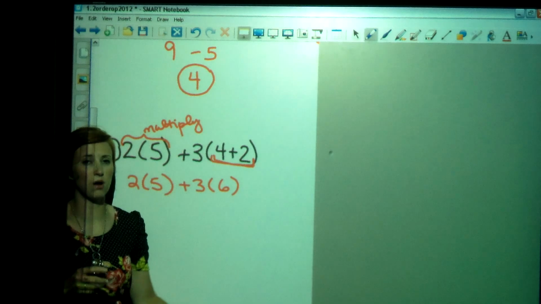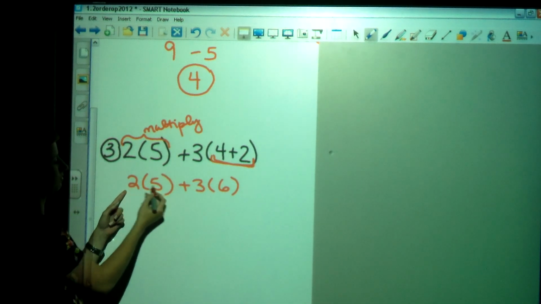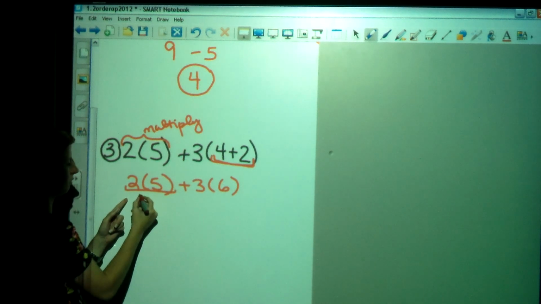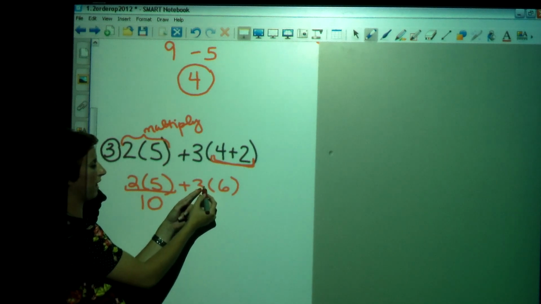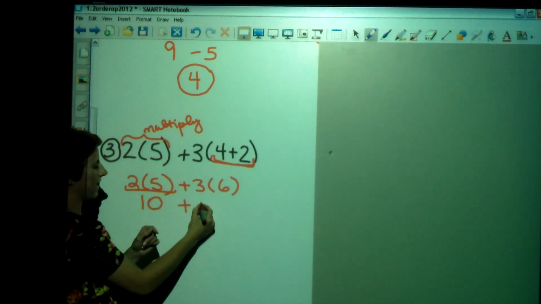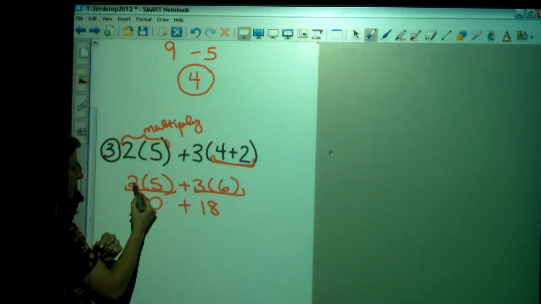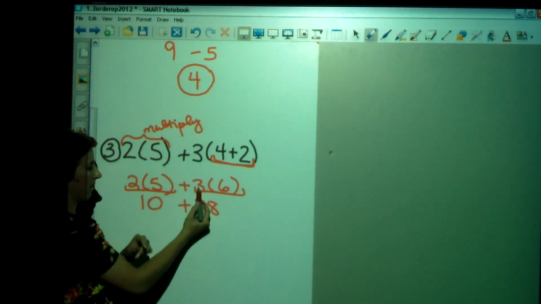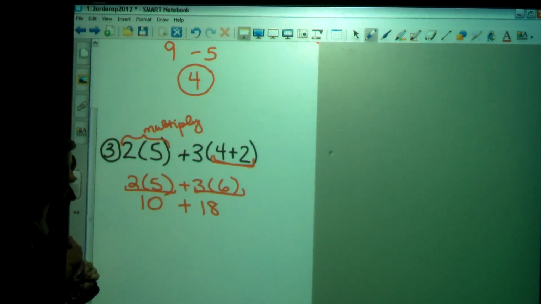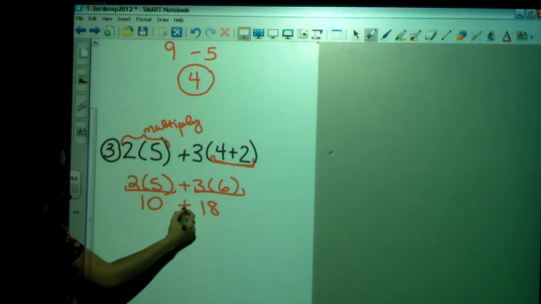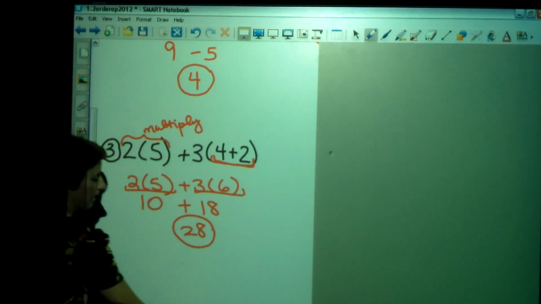Step 3 tells us to multiply or divide in order from left to right. So we look first at the left side, and we have 2 times 5. I can do that. 2 times 5 is 10. And then, because I'm still multiplying, I can go ahead and multiply. 3 times 6 is 18. So 2 times 5, drop down my plus sign, and now multiply 3 times 6 is 18. I get 10 plus 18 as my last operation. And step 4, add 10 plus 18 is 28.